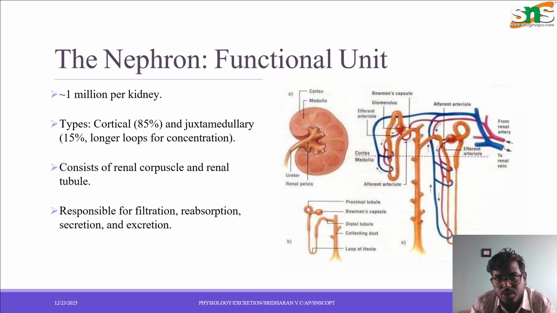Now we're going to see about the nephron. The nephron is the structural and functional unit of the kidney. Each kidney consists of 1 million nephrons. The types of nephrons are cortical, which is 85%, and juxtamedullary, which is 15%. It consists of the renal corpuscle and the renal tubule, which are responsible for the filtration, reabsorption, secretion, and excretion processes that take place in the kidney.